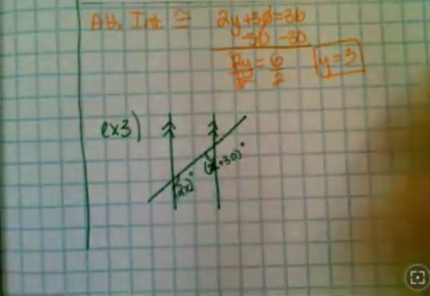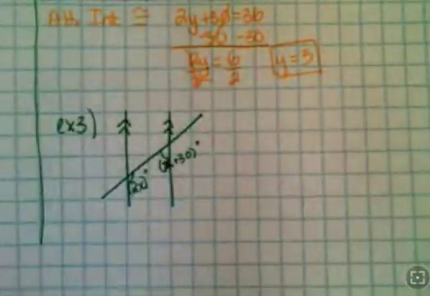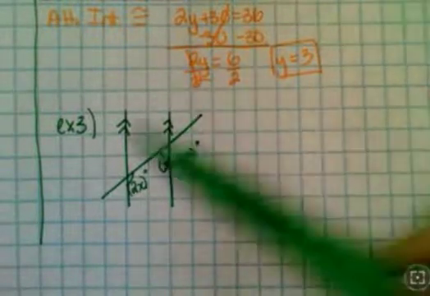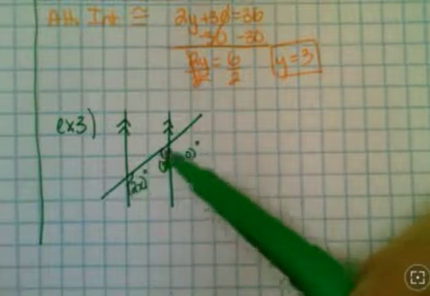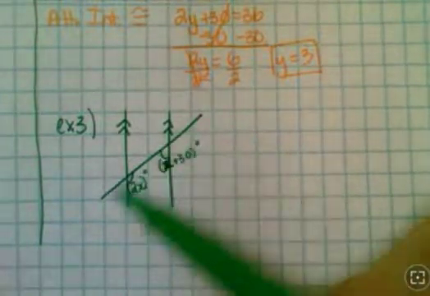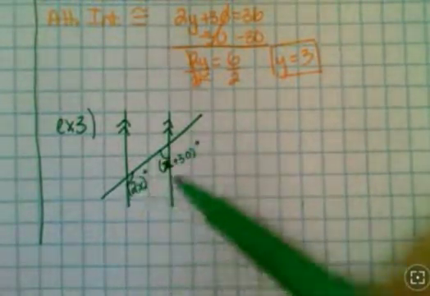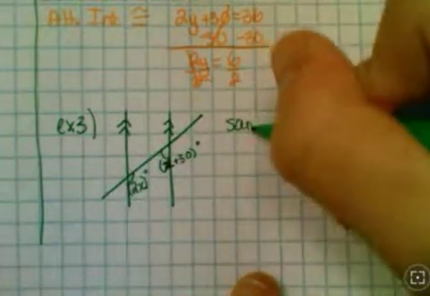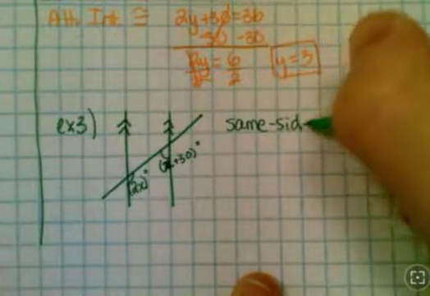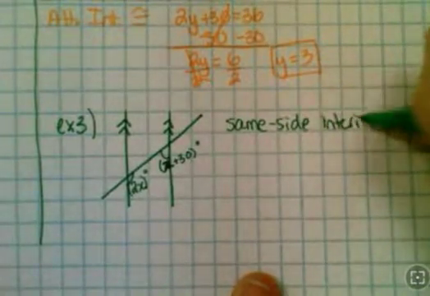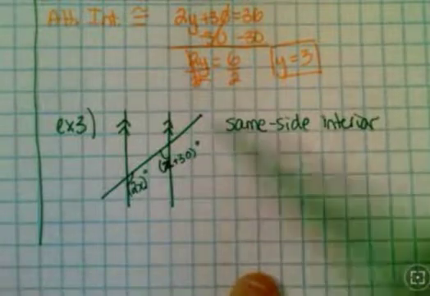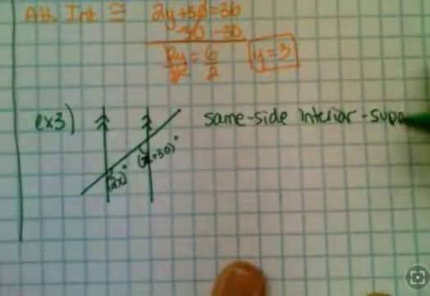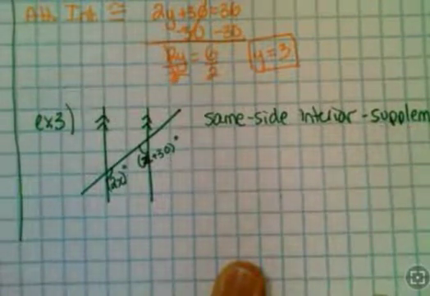So I wanted to show this to you because in the other two examples that we did, the angles were congruent, and in this case they're not. These angles are on the same side of the transversal, so same side, and they're inside the parallel lines, so these are same side interior. And you should be able to just see that they are not congruent. This one's obtuse and this one's acute. And so these guys are going to add up to 180.